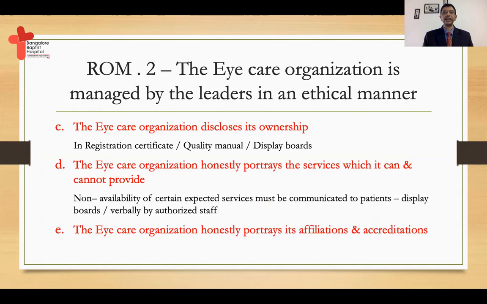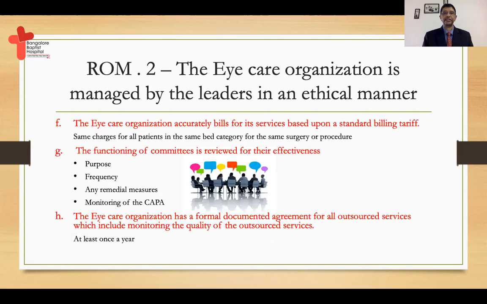2D. The eye care organization honestly portrays the services which it can and cannot provide. For example, if an eye care organization advertises that it provides retinal services, but it does not do retinal surgeries, then it must clearly communicate to its patients that surgical retina is not handled by this particular organization. 2E. The eye care organization honestly portrays its affiliations and accreditations.